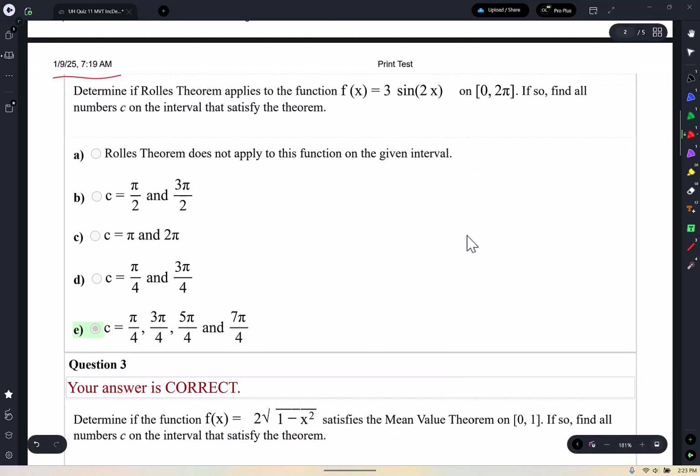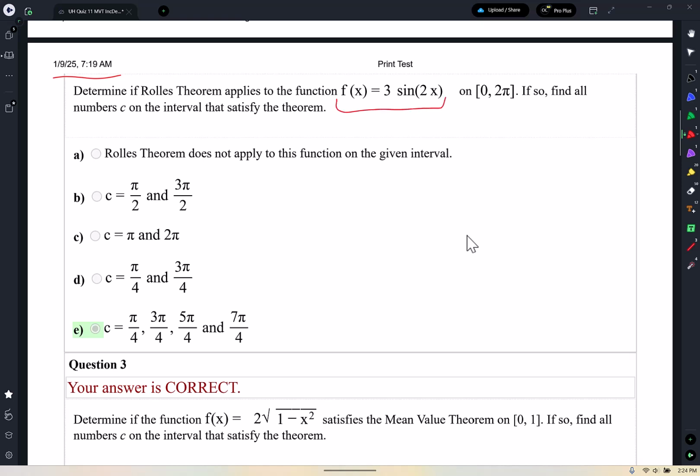Anyways, determine if Rolle's theorem applies to the function f of x equals 3 sine 2x between 0 and 2 pi. Guys, Rolle's theorem is a special case of the mean value theorem, only with an added restriction that the y values are both the same at the endpoints. Rolle's theorem is just that your instantaneous rate of change is 0, or the average rate of change is 0. But it's a special case of the mean value theorem. It actually precedes the mean value theorem, but it's okay. We're not talking about the history of math here.